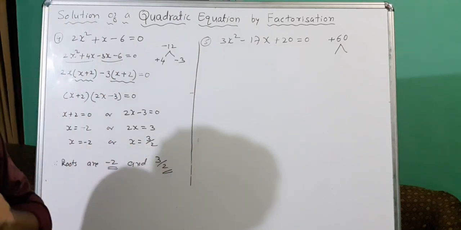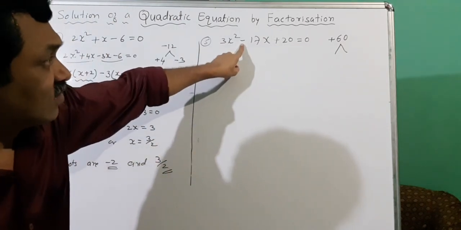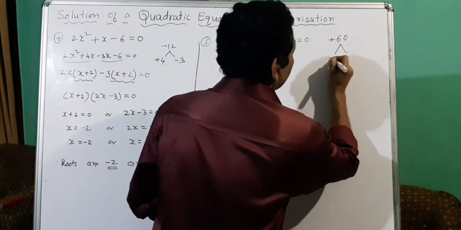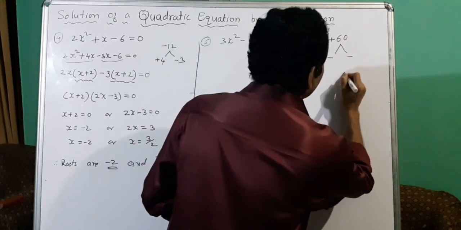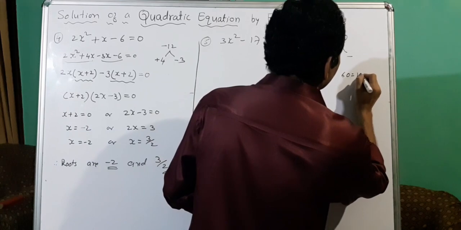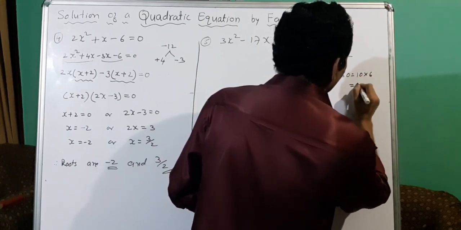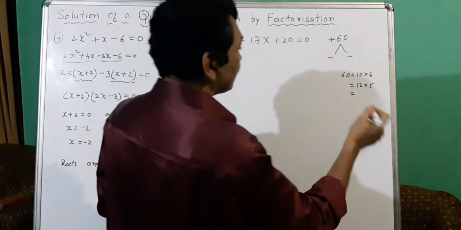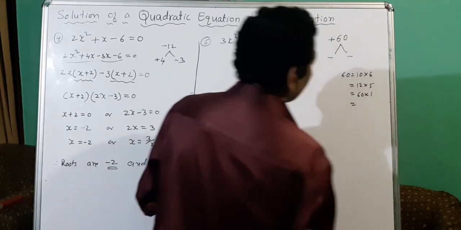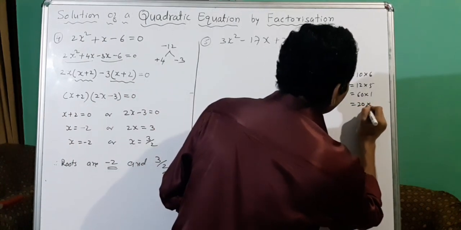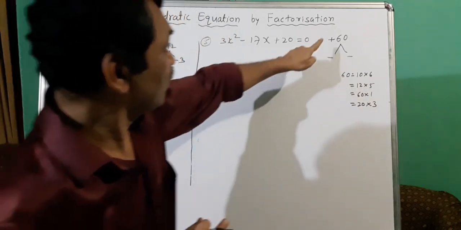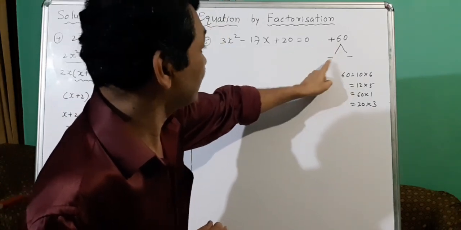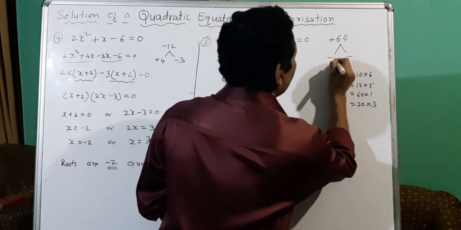So we got the product as plus and here the middle term is minus. When we get a product plus, both are plus or both are minus. Since this is minus, both are minus. Okay, so 60 can be written as 10 into 6, 12 into 5, 60 into 1, 20 into 3. Now suppose this was minus 23, we could have taken minus 20 plus 3, but this is plus, so we want both minus here. 12 and 5 is 17, so 12 and 5.